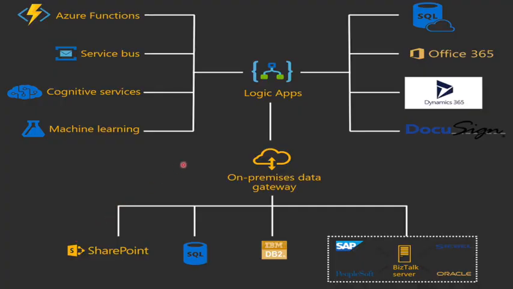So this is the diagram given by Microsoft. If you see, this is the on-premises data gateway. So if you have any SQL or DB2, if any trigger happens here, it can hit your Logic App and initiate the job, right? And on the cloud, there are many items by which you can integrate the Logic App, whether it is machine learning, face recognition, Service Bus, or Azure function app.